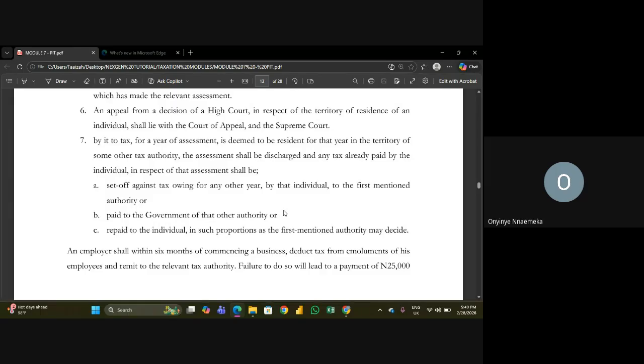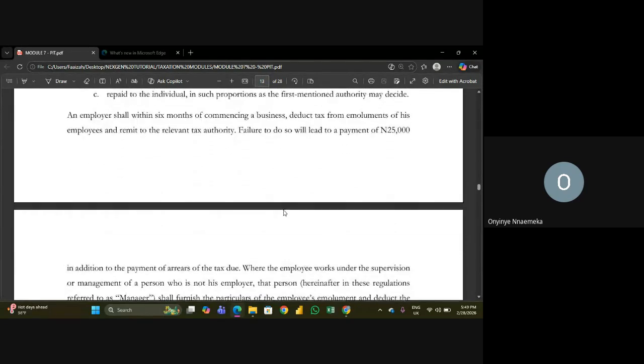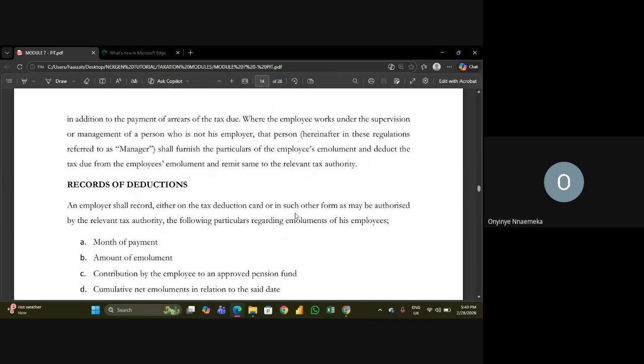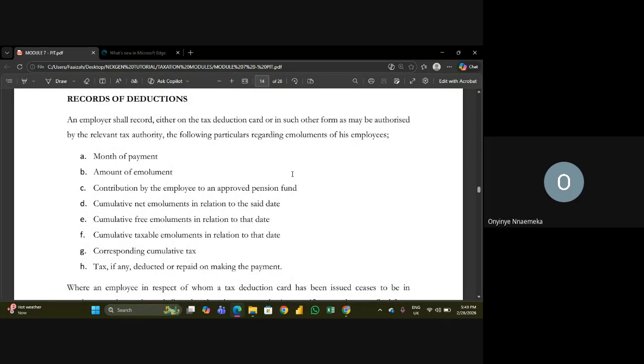Do you get? So now, an employer shall within 6 months of commencing business deduct tax from the emolument of his employee and remit to the relevant tax authority within 6 months. That's for new business. Failure to do so will lead to payment of 25,000 naira in addition to the arrears of tax due. Where the employee works under the supervision of a person, let's say a manager, the person is not his employer, but he works under the manager. That manager shall furnish the returns of the employee's emolument and deduct the tax and remit it to the relevant tax authority. Now, record of deduction. Employer cannot just remove money from your salary and not have record for it.